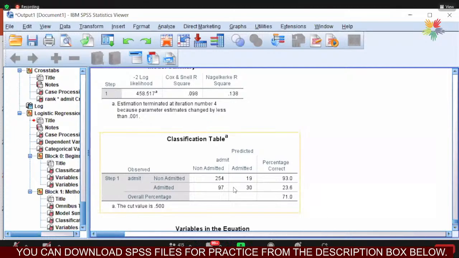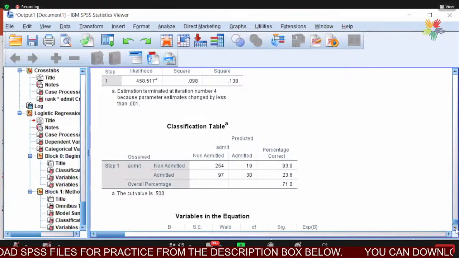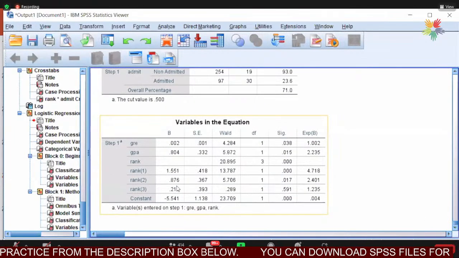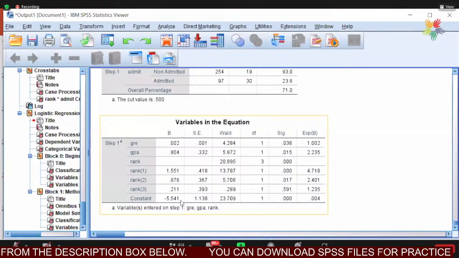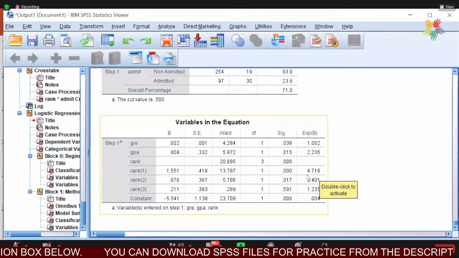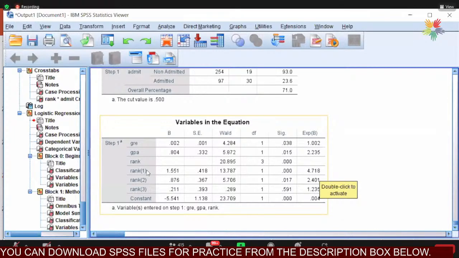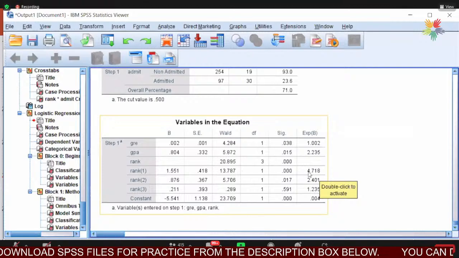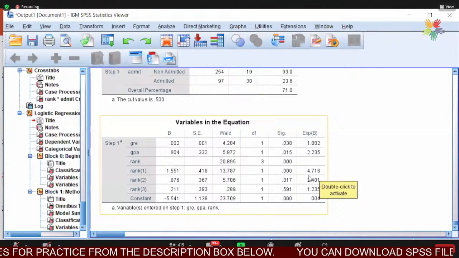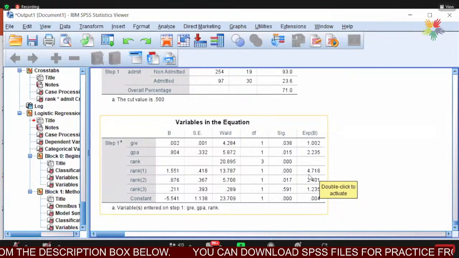Specificity, all you can write. Now variable in the institution: I have to tell that when compared to rank 4 institution, the odds of getting admission, not probability, odds will improve. My dependent variable is odds, we are using exponential. So odds will improve by 4.71 times when compared to rank 4.